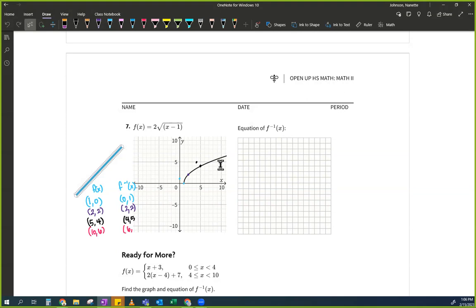6 comma 10. You guys all see that shape there? Very good. You guys came out with some really good points. Very, very good. And you all know how to graph now.